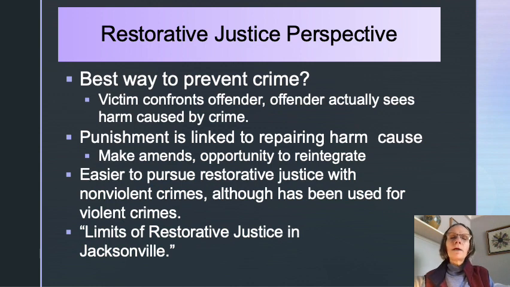Now, let's keep it real. It's a lot easier to pursue restorative justice with nonviolent crimes, okay? Property damage, theft, and those sorts of things. However, the restorative justice perspective is being used for violent crimes.